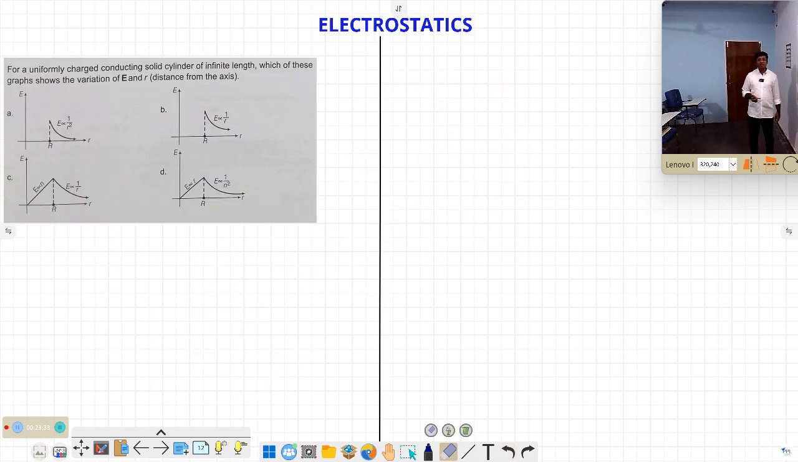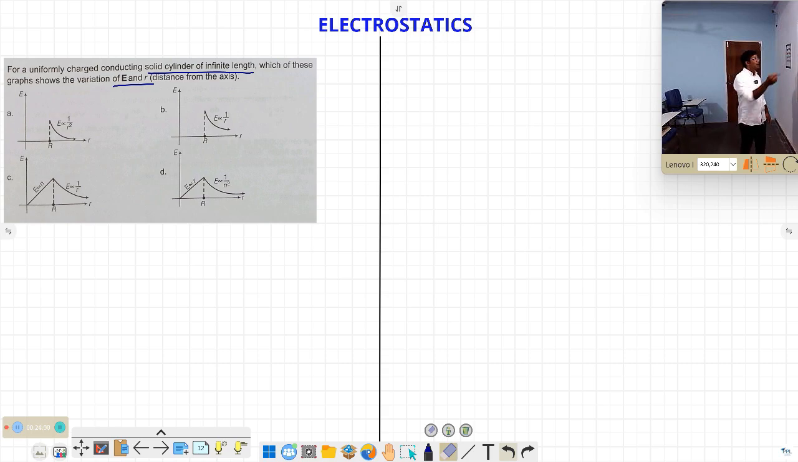Now the next question is similar to the previous one, a theoretical, graphical question. What is the question they gave? For a uniformly charged conducting solid cylinder of infinite length, we take one cylinder of infinite length, solid, and conducting. Which of these graphs shows the variation of E versus R, the electric field versus distance graph, which is the correct option they are asking.